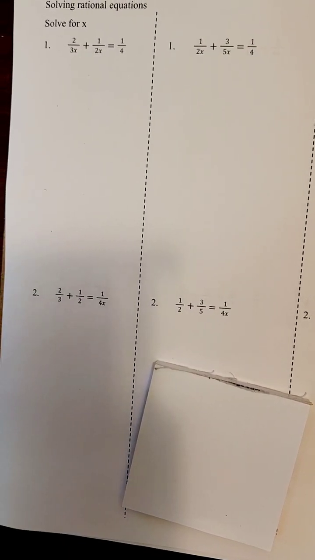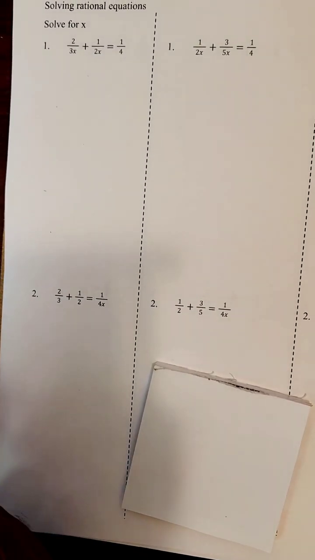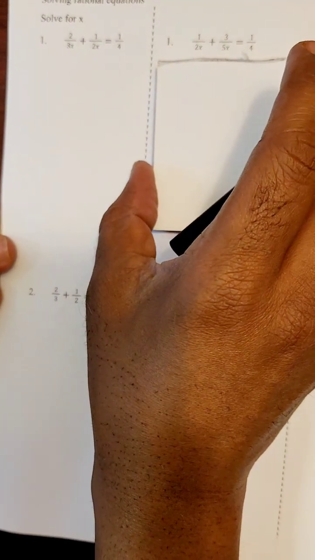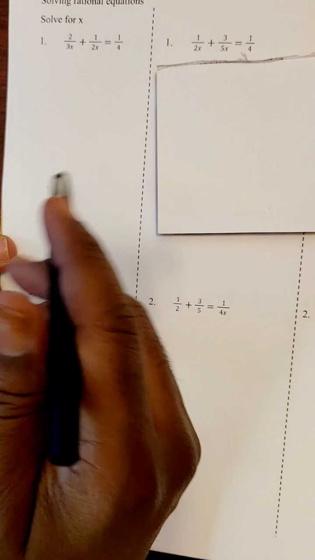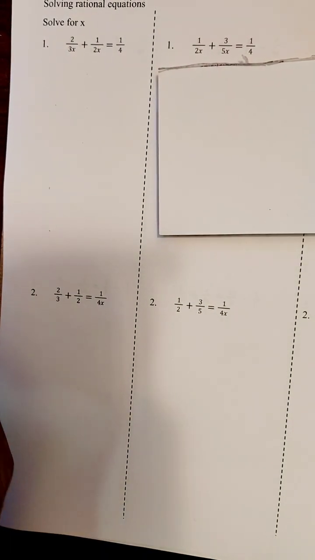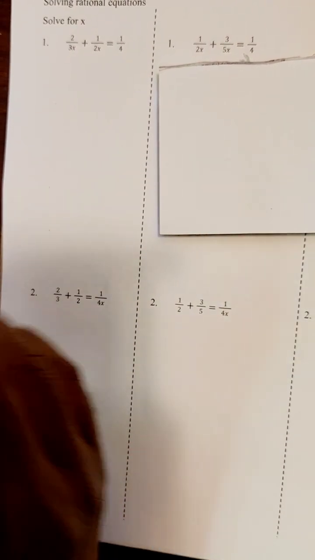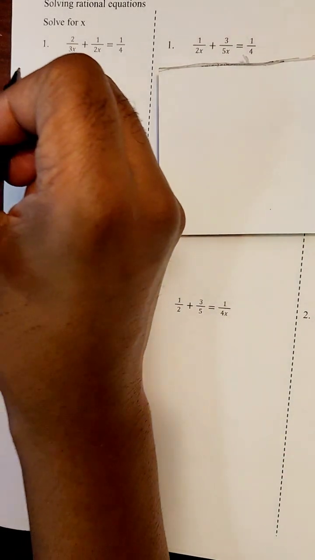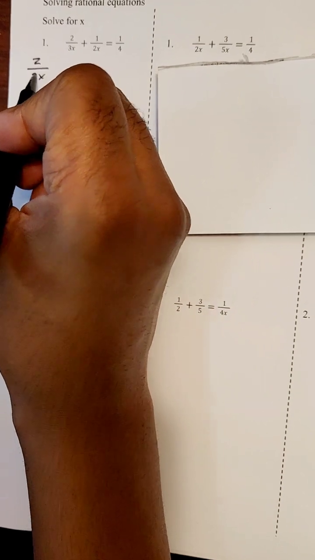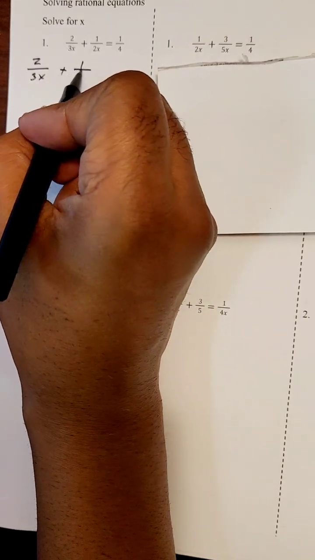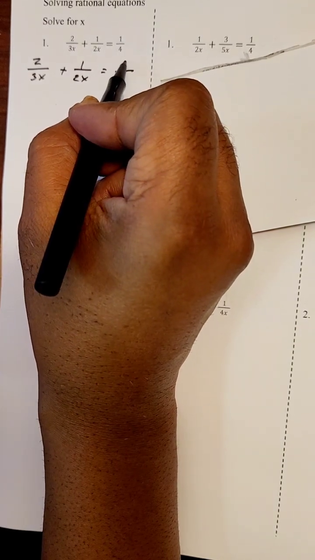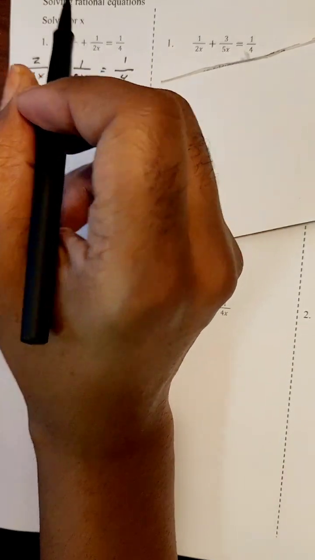Okay, we're going to be solving rational equations. And what we're going to do to solve these is make sure all the denominators are the same. So we're going to find the greatest common factors, or should I say the least common multiples. Now right now we have 2 over 3x plus 1 over 2x equals 1 over 4.